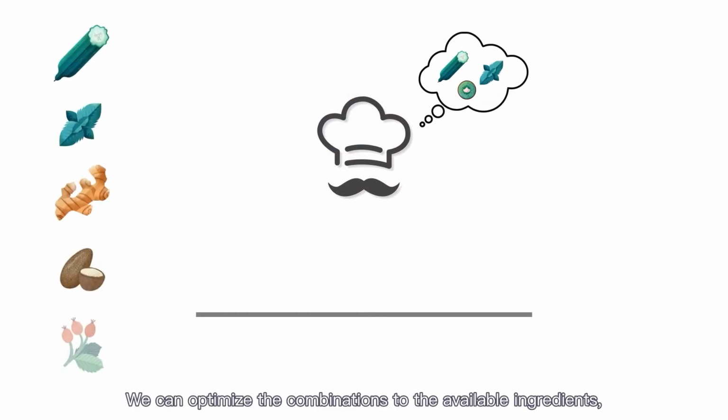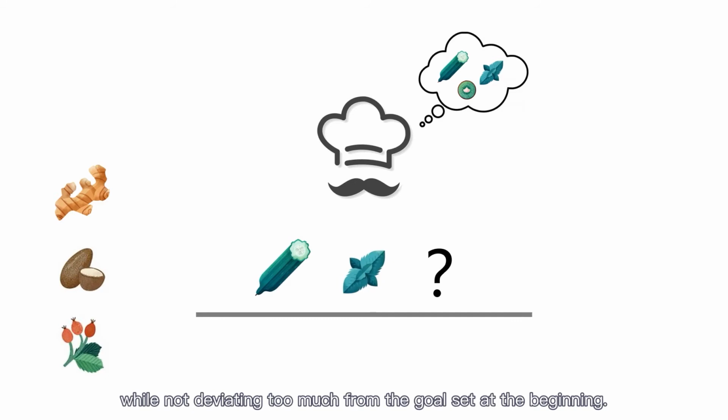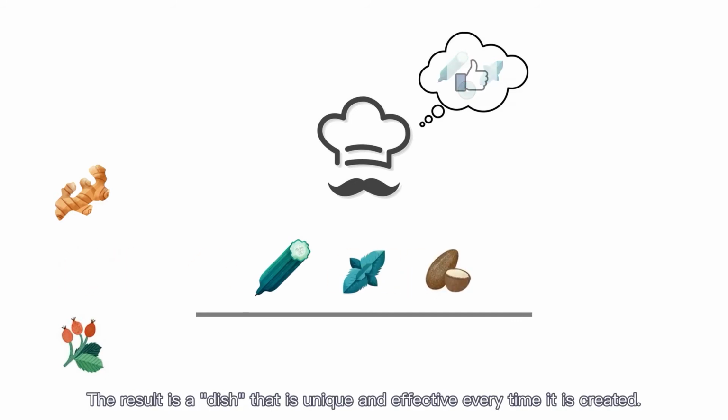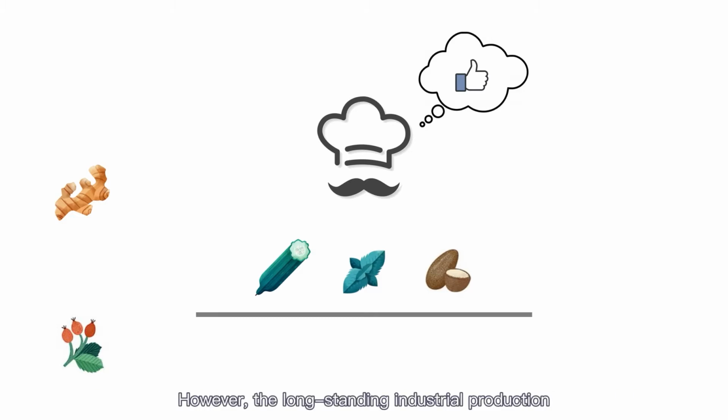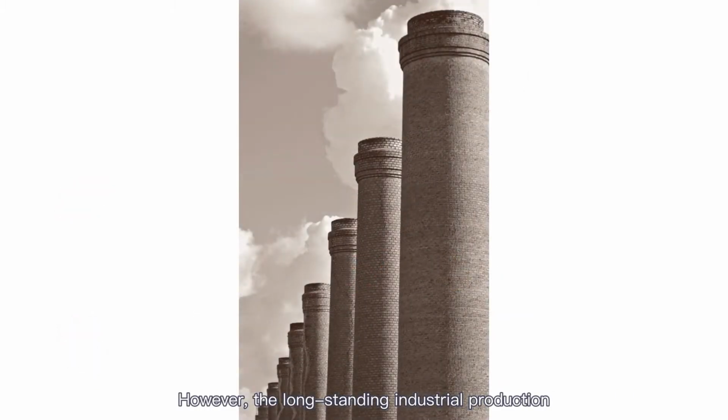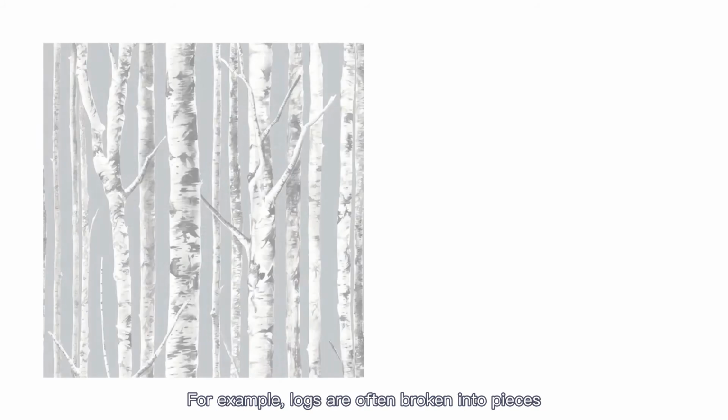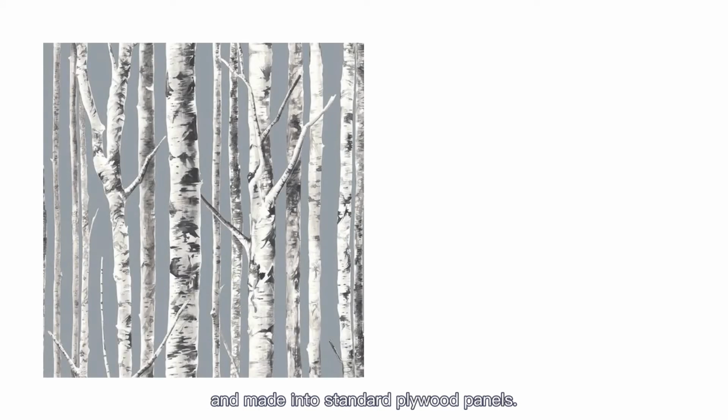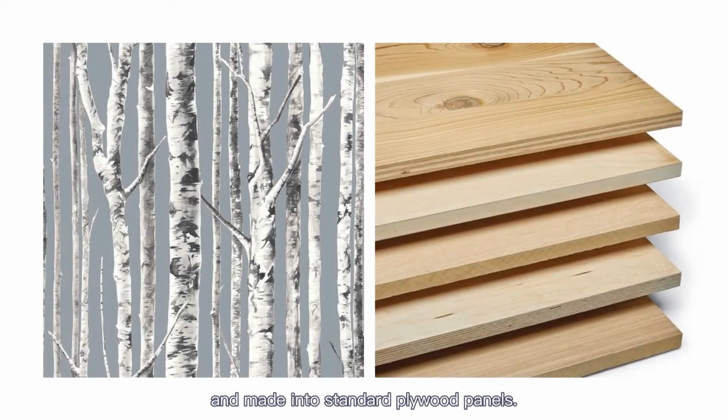We can optimize the combinations to the available ingredients while not deviating too much from the goal set at the beginning. The result is a dish that is unique and effective every time it is created. However, the long-standing industrial production always tends to obliterate the individuality of materials. For example, logs are often broken into pieces and made into standard plywood panels.